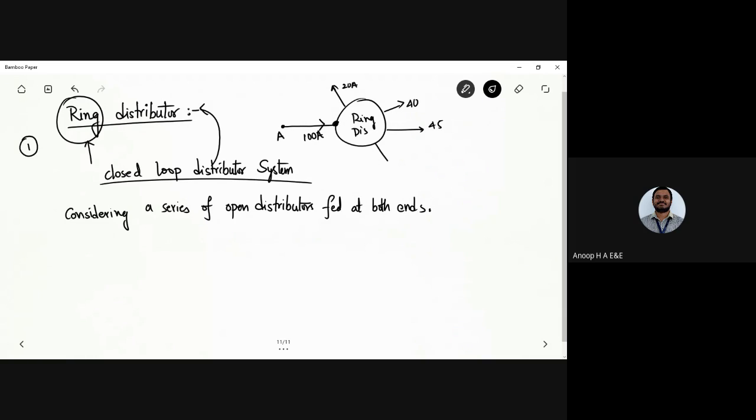You have an advantage of a ring distributor. By proper choice of the number of feeding points, great economy in copper can be achieved. What do I mean by that? One thing you need to keep in mind is the number of feeding points. Next you have saving of copper. Because of the number of feeding points, I have saving of copper.